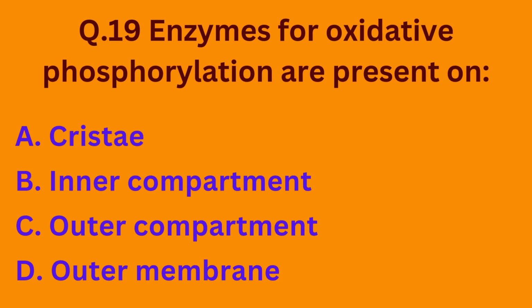Question number 19. Enzymes for oxidative phosphorylation are present on option A, cristae. Option B, inner compartment. Option C, outer compartment. Option D, outer membrane. So the enzymes for oxidative phosphorylation are present on cristae. The correct option is option A.